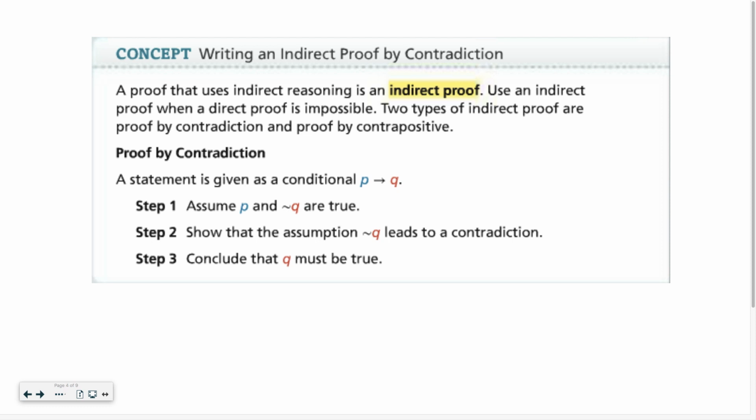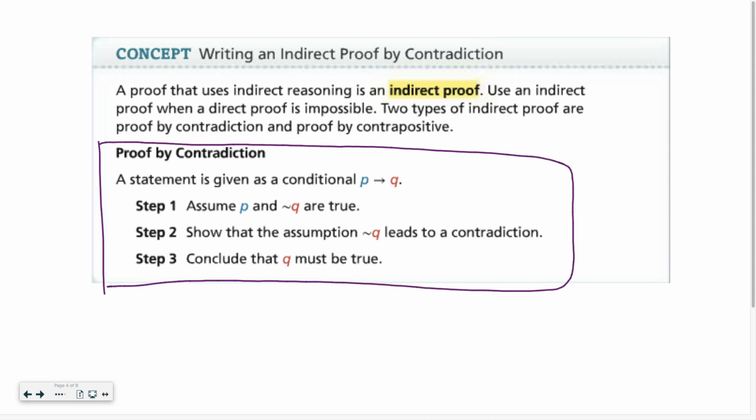And there are 2 different types of indirect proofs. One is proof by contradiction, and the other is proof by contrapositive. So first we're going to talk about proof by contradiction. The really important stuff is right here. When you write your proofs, I do ask that you actually write out step 1, literally write step 1, and then fill in whatever information you have. I will ask you to write step 2, and I will ask you to write step 3. Okay? So proof by contradiction.